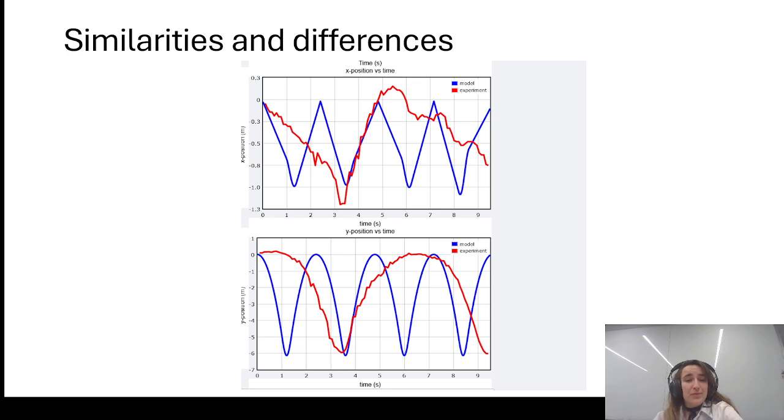So, similarities and differences. Here you can see the graphs of position versus time, and you can see that the amplitudes are similar, but the intervals are not similar. That's probably human error and model error.